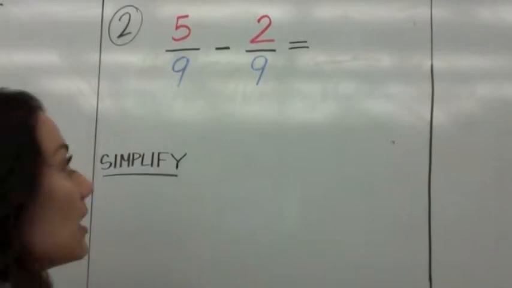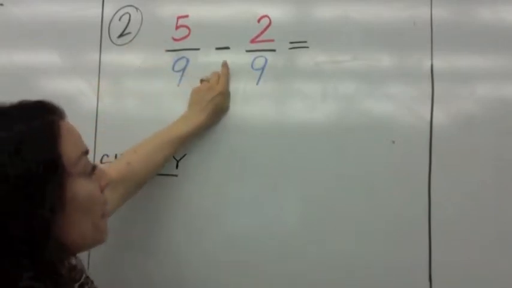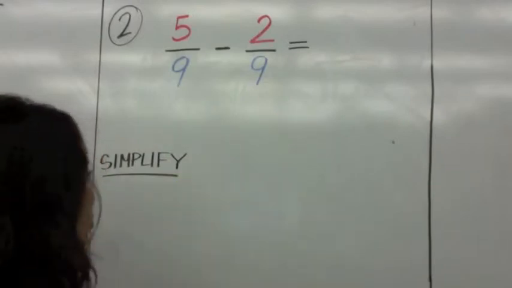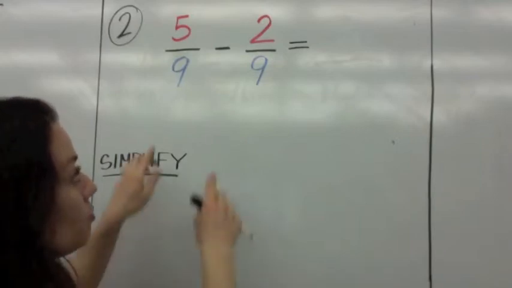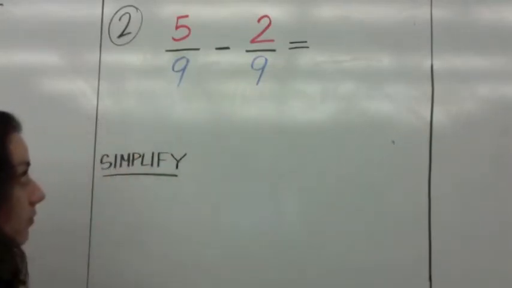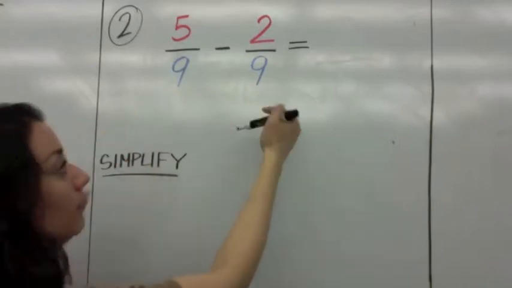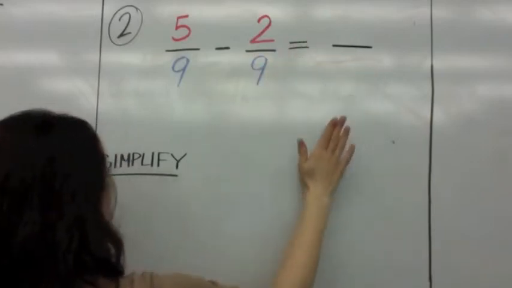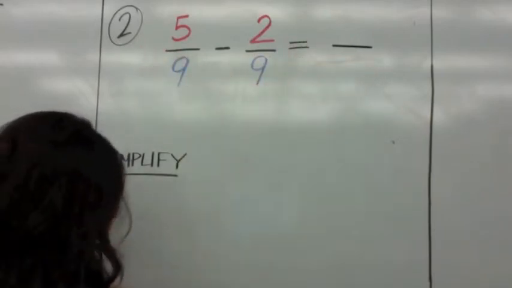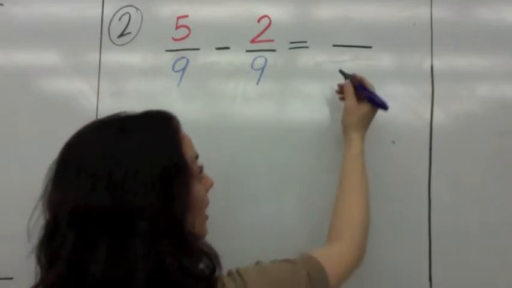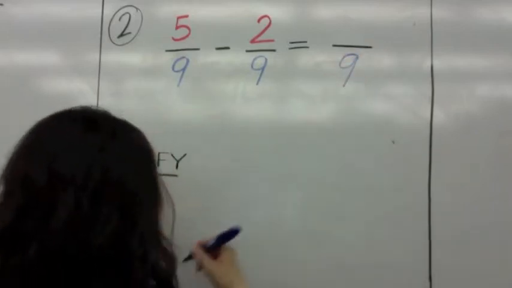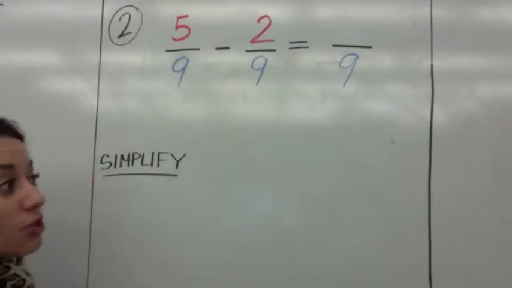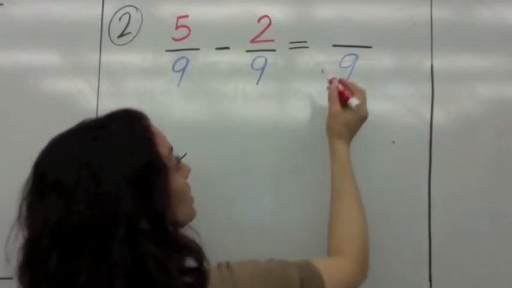Read example 2 with me. It says 5/9 minus 2/9. Go ahead and write that down. Do they have a common denominator? Are the bottom numbers the same? Yes. So you can go ahead and say same, same, same. It means if this is 9 and this is 9, we're working in ninths. Our answer should be in ninths. Now we can just subtract the numerators. 5 take away 2 is 3.